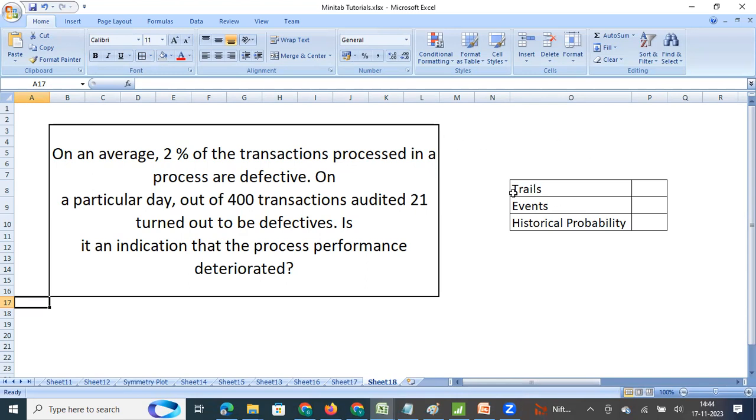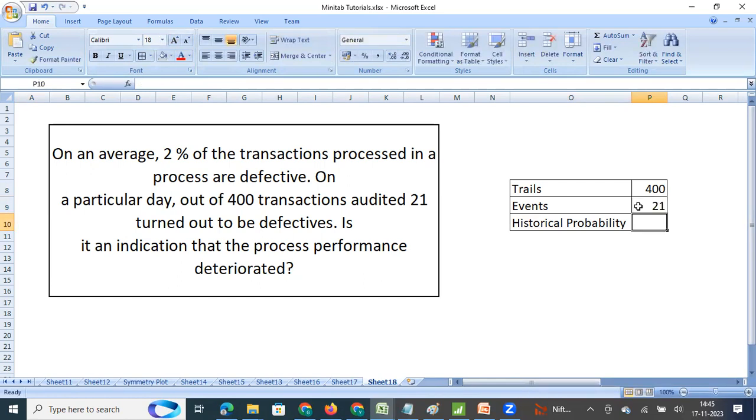So in this case study, we need to understand certain terminologies clearly. So what is trials? Trials is nothing but how many cases that you have tested or how many cases that you have checked. So that's what we call trials. So in this example, 400 is the number of cases that we have tested. And out of these 400 cases, how many defective transactions have we identified? 21 is the defective transactions.